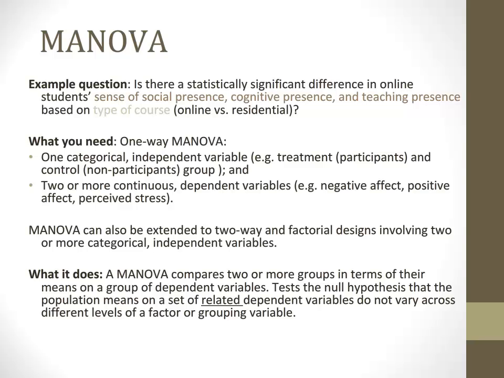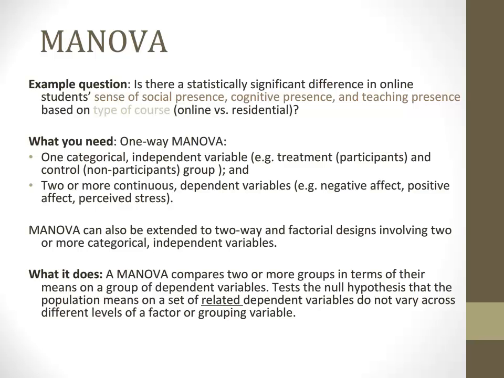Let's say the researcher wants to ask, is there a statistically significant difference in online students' sense of social presence, cognitive presence, and teaching presence, the three distinct constructs within the construct of community, based on the type of course that they're taking, either online or residential. Now, since the researcher has one independent variable and two or more continuous dependent variables, he or she needs to consider a one-way ANOVA. Now, you may be asking at this point, well, if you have three dependent variables, why not just do multiple one-way ANOVAs?